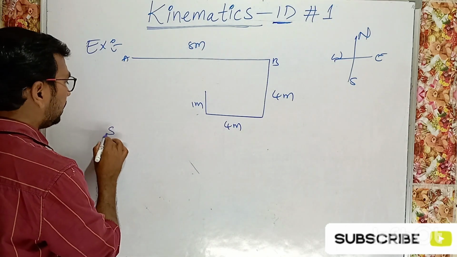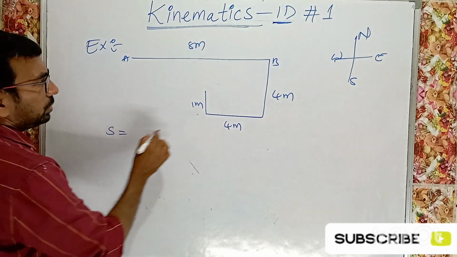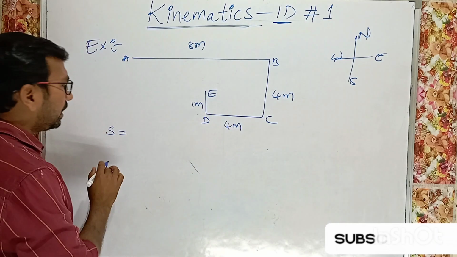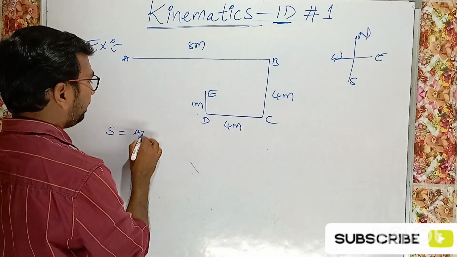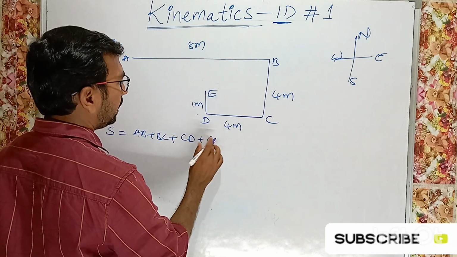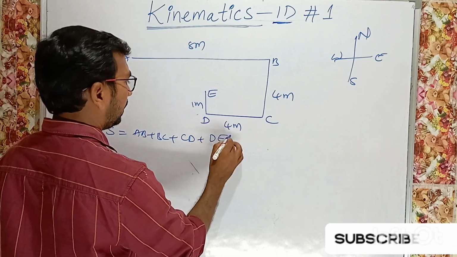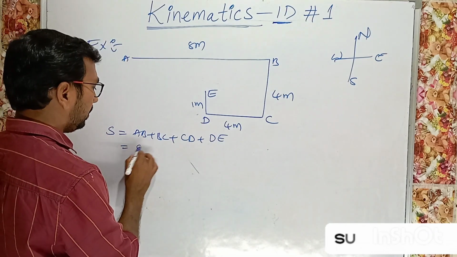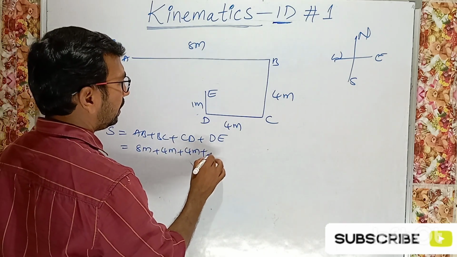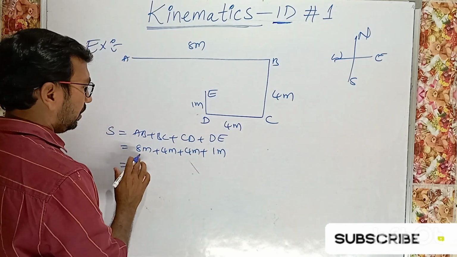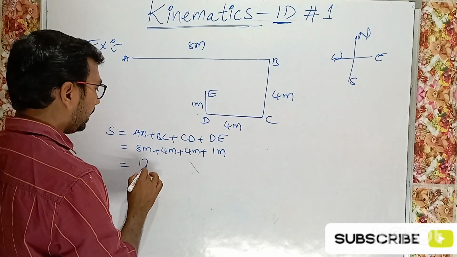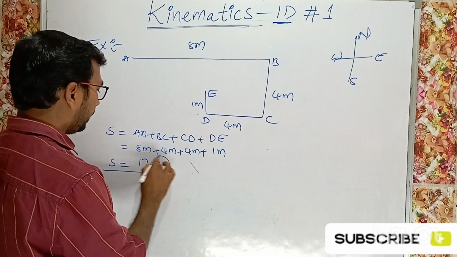Here, this is A, this is B, this is C, this one is D, this one is E. Distance means simply length of the path. So AB plus BC plus CD plus DE. Here AB is 8 meters plus 4 meters plus 4 meters plus 1 meter. So 8, 16, plus 1, 17 meters. So distance is equal to 17 meters.